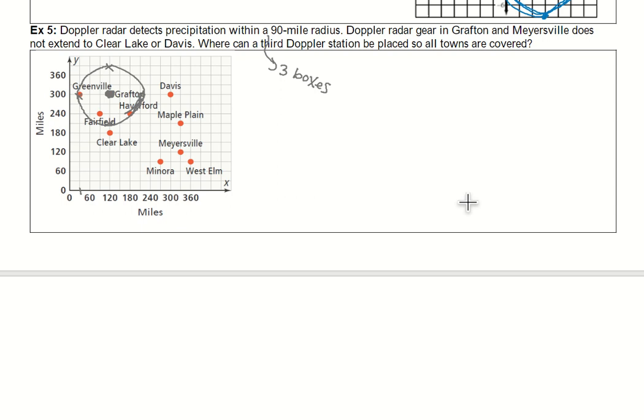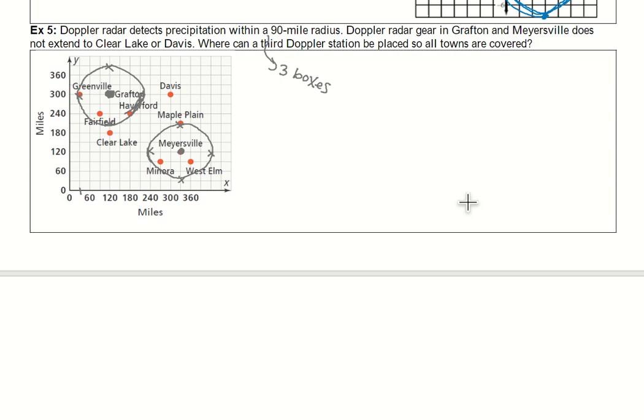The other Doppler is in Myersville. So Myersville, if that was the center, if I go out 3 boxes in either direction, to the right gives me nothing. Up 3 is Maple Plain, and then left 3 and down 3 is going to cover, it looks like Menorah and West Elm. So the Myersville covers those 3. So we can see that Davis and Clear Lake are not covered in the Doppler.